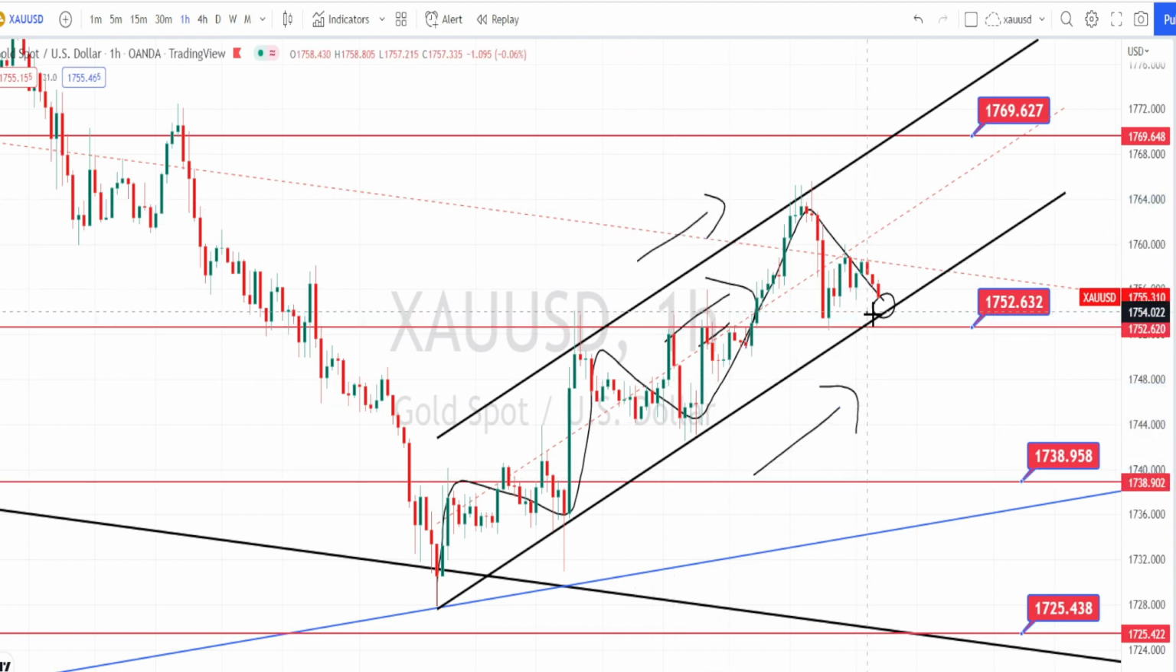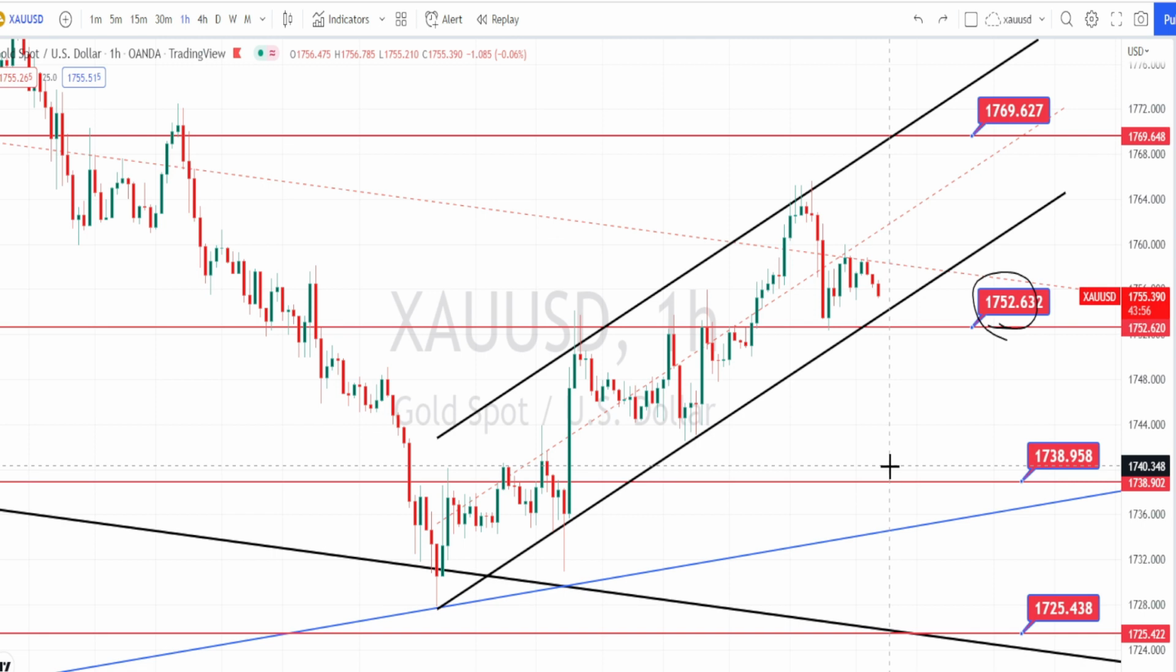So wait for the price action to break this trend line or support line in order to take trades on the bearish side, and if the price action bounces back from the support line, you can continue trading on the bullish side in hourly time frame.